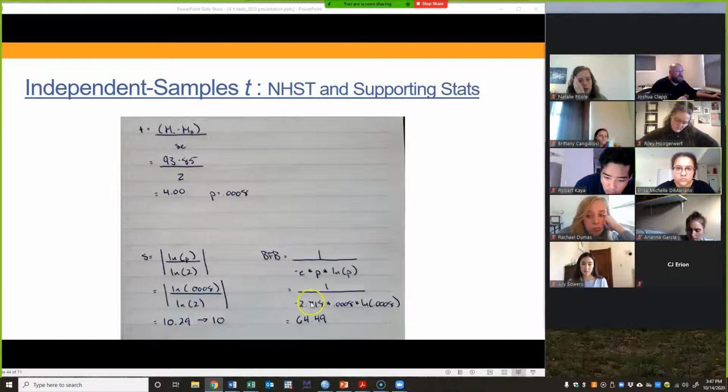No. Nope, it's always going to be the same just because this is e, right? So we've got e times 0.008 times the natural log of 0.0008 gives me a Bayes factor, if I just calculate it here, of 64.49. Okay. So people are seeing how I'm going through making those calculations here.